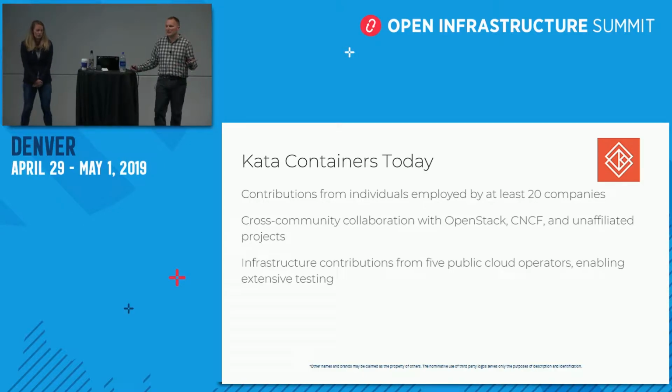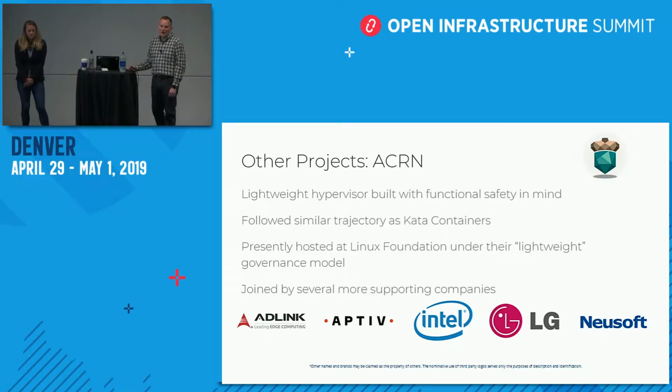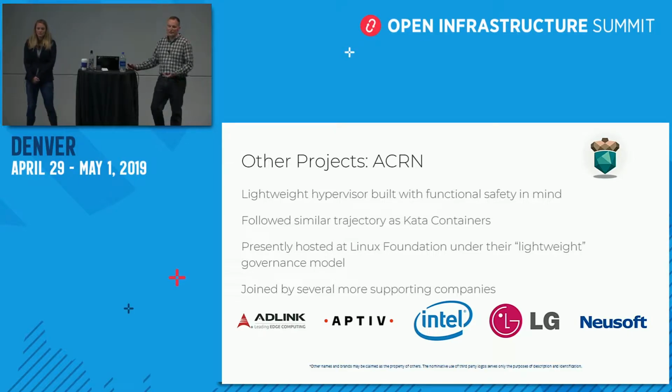Now that we've talked about Kata, we'll talk briefly about a couple more projects that we've worked on, where we've taken what we've learned from Kata and applied that same life cycle. The first one that I'll talk about is Acorn. How many of you have heard of Project Acorn? Okay, good. For those of you who haven't heard, it's a lightweight hypervisor built with functional safety in mind.